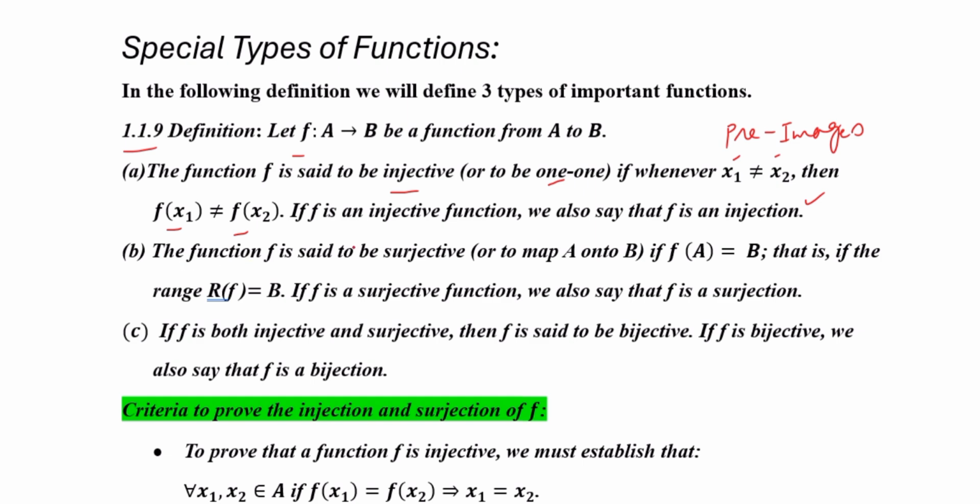The function f is called a surjective function, or also called a map of A onto B, if f of A is equal to B. In other words, if the range of f, Rf, meaning the range of f, is equal to the second set B, then f is called a surjective function. If f is a surjective function, we also say f is a surjection. If f is both injective and surjective, then f is called a bijective function. If f is a bijective function, we also say f is a bijection. So these are the basic definitions of these three types of functions.